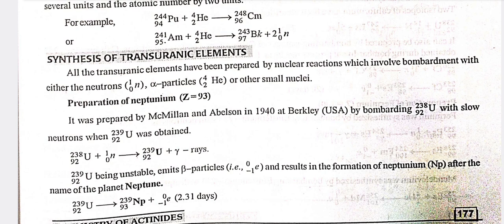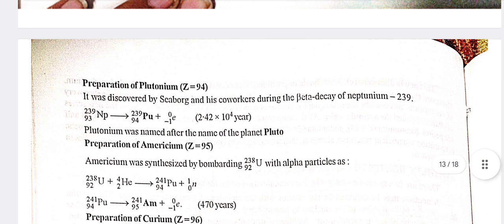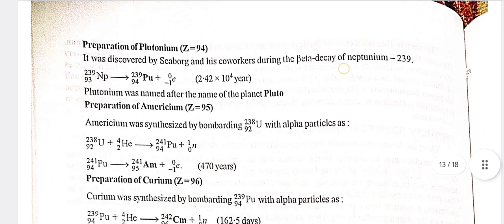Preparation of neptunium. It was prepared by McMillan and Abelson in 1940 at Berkeley by bombarding uranium-238 with slow neutrons, when uranium-239 was obtained. Preparation of plutonium. It was discovered by Seaborg and his co-workers during the beta decay of neptunium-239. Neptunium-93-239 gives plutonium-94-239 plus one electron.